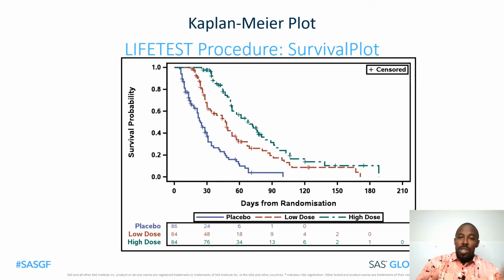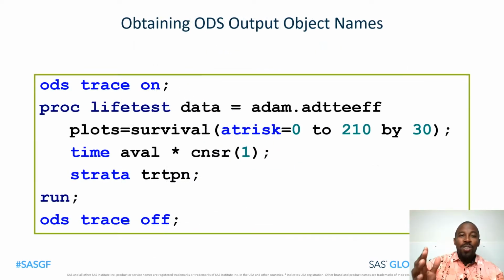In this section of the presentation, you will see how to use the ODS objects from statistical procedures to help you obtain the necessary data in order to create plots, such as the Kaplan-Meier plot. In order to obtain the data needed for your plots, it's crucial to know the output objects that you want to use. One way to get the names of the output objects is to use the ODS trace on statement right before running the proc for your statistical procedure.